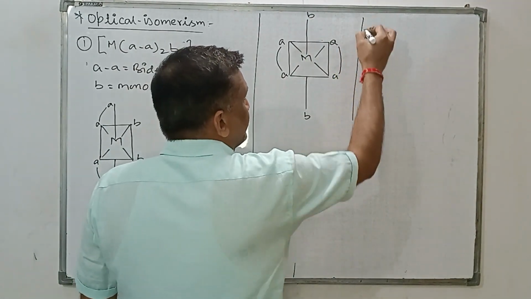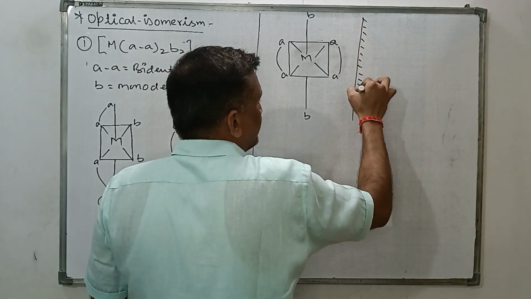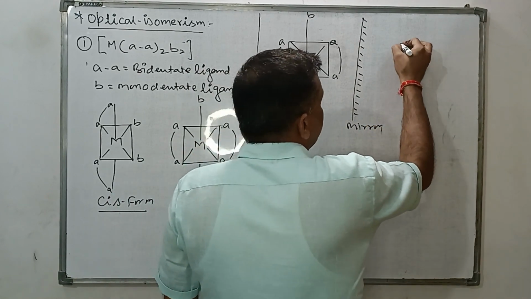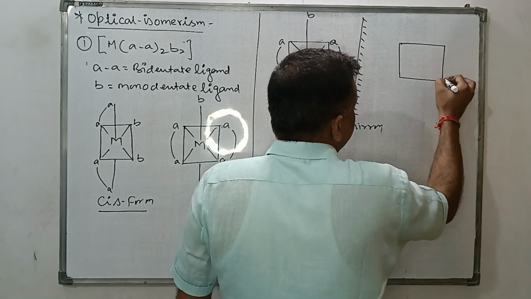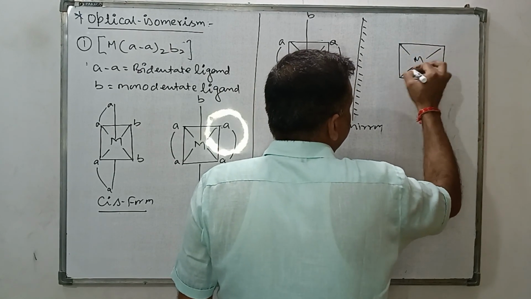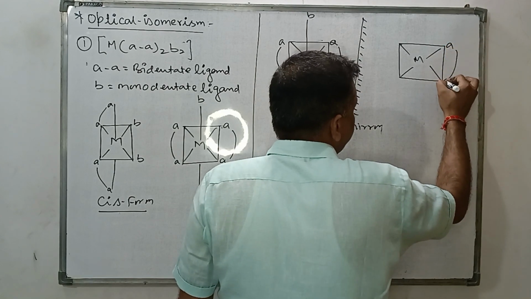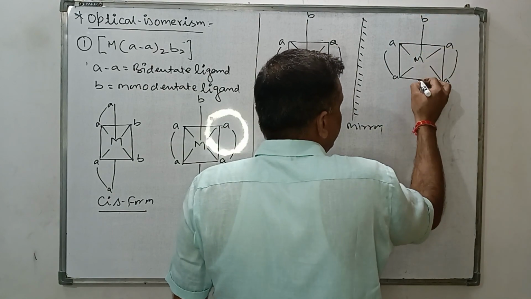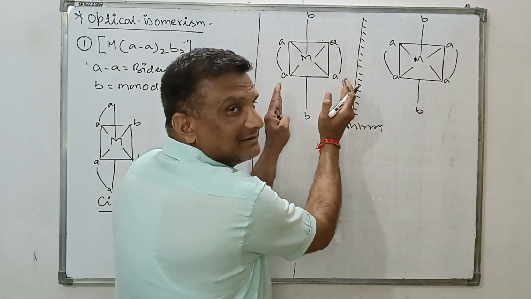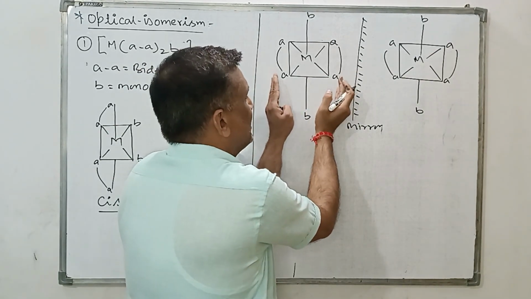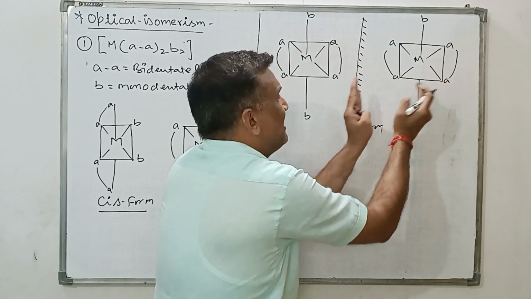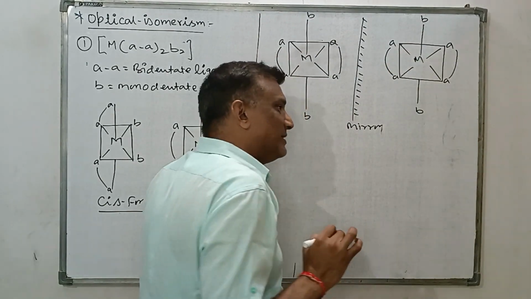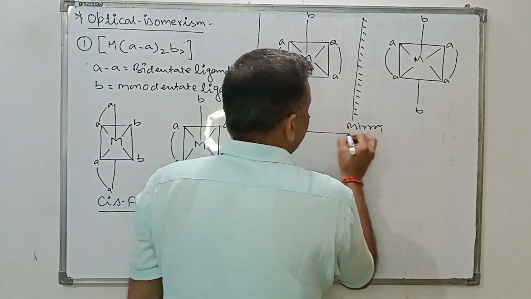This is your mirror. Then the mirror image will be the same, like this. This is M, this is A-A, and this is A-A, with B above the plane and B below the plane. So both are mirror images, but they are superimposable. Whether this molecule is kept as it is or folded, it still superimposes, and since it superimposes, we say it is optically inactive.